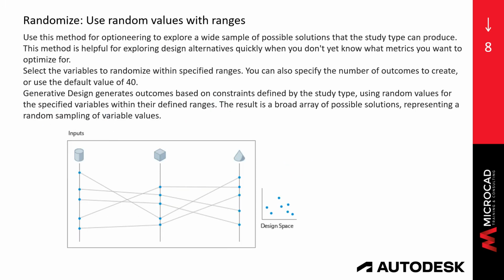When we use random values within ranges, we're going to use this method for optioneering to explore a wide sample of possible solutions that the study type can produce. This method is going to be helpful for exploring design alternatives quickly when you don't yet know what metrics you want to optimize for. So the variables that you're going to randomize, you're going to define specific ranges, and then you can specify the number of outcomes to create, or use the default value, which is 40. And then generative design will generate outcomes based on constraints defined by the study type.